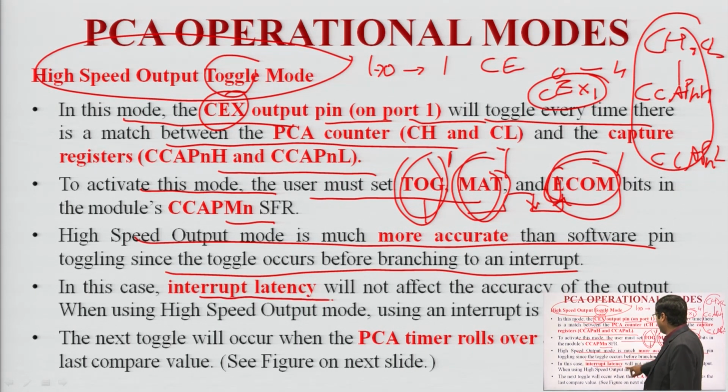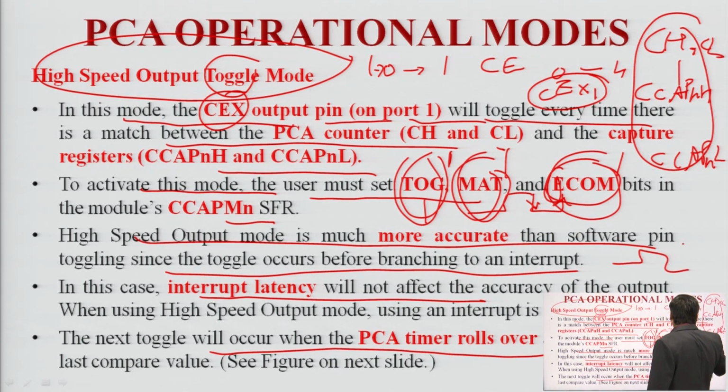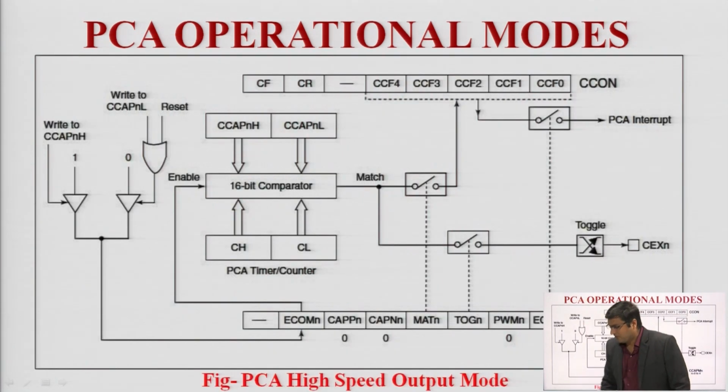So, in this case, there is no effect of the interrupt latency in high speed output toggle mode. The next toggle will occur only when the PCA timer rolls over. When the PCA timer rolls over from the FF value to the 0 value, a match will occur. So we will see this through a figure.